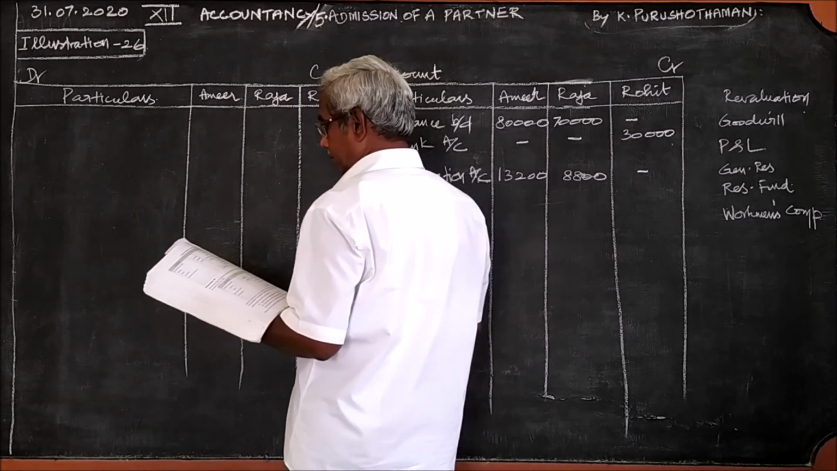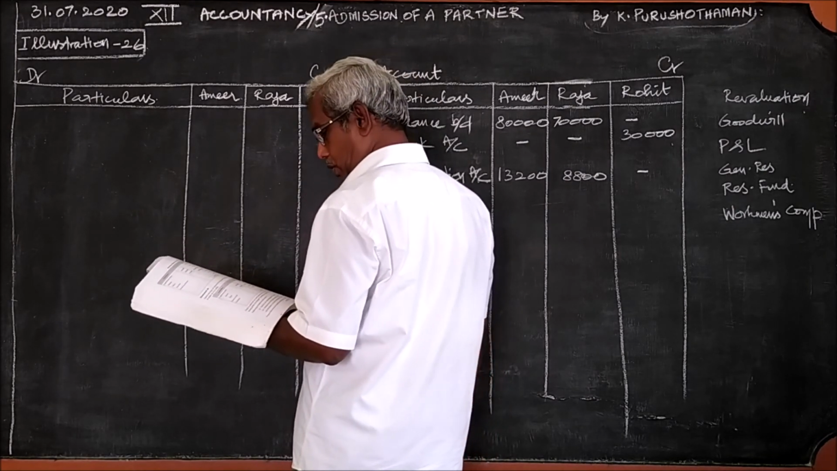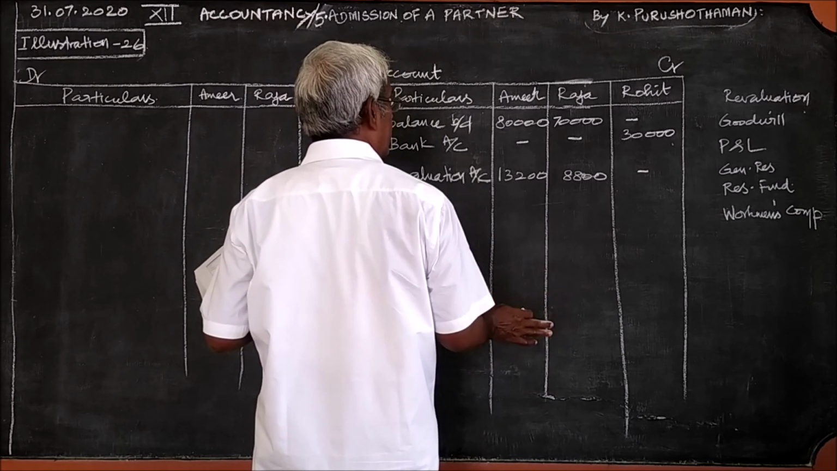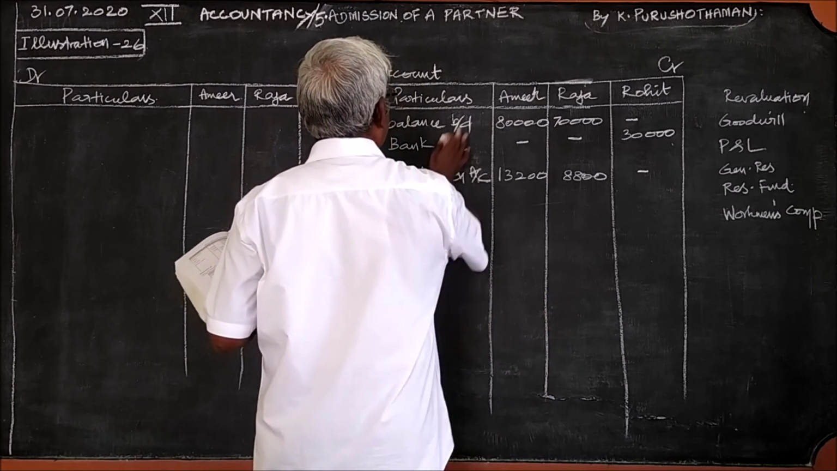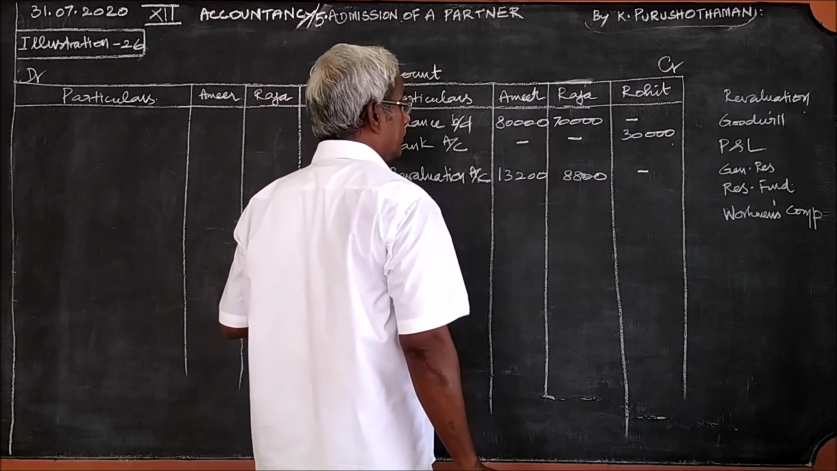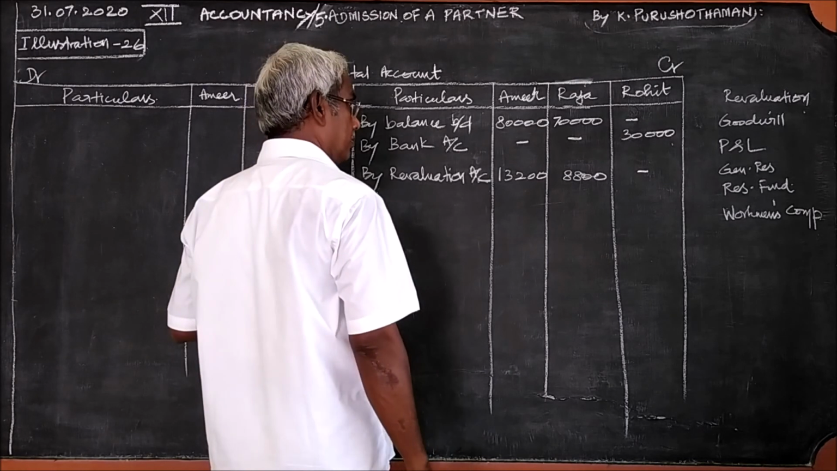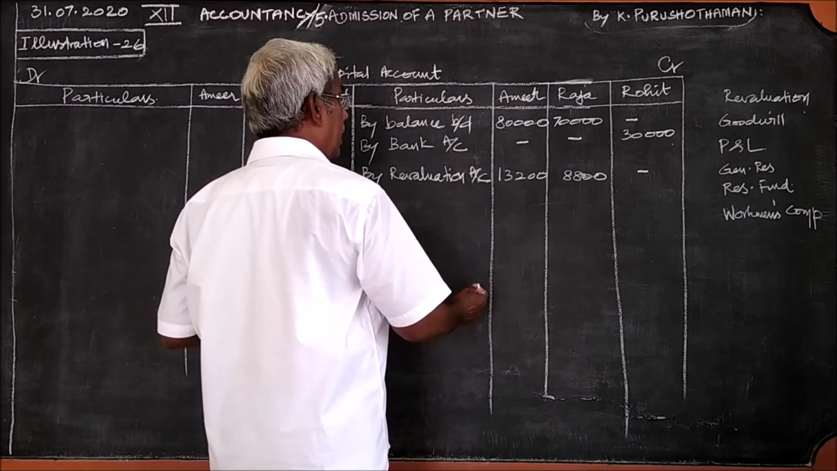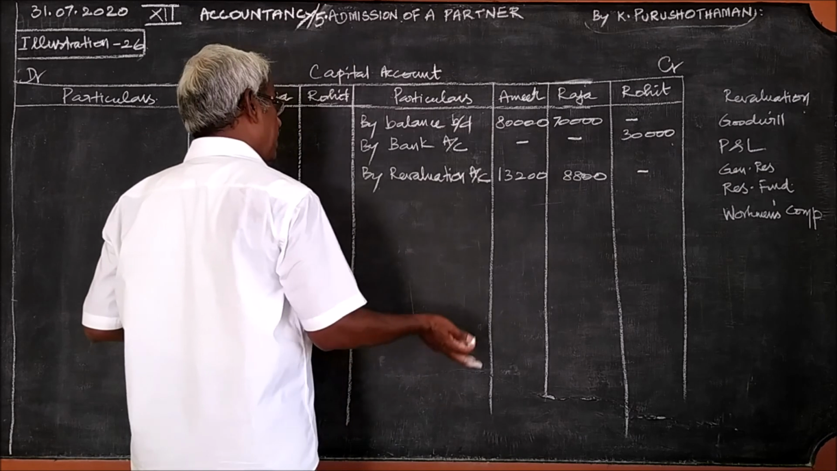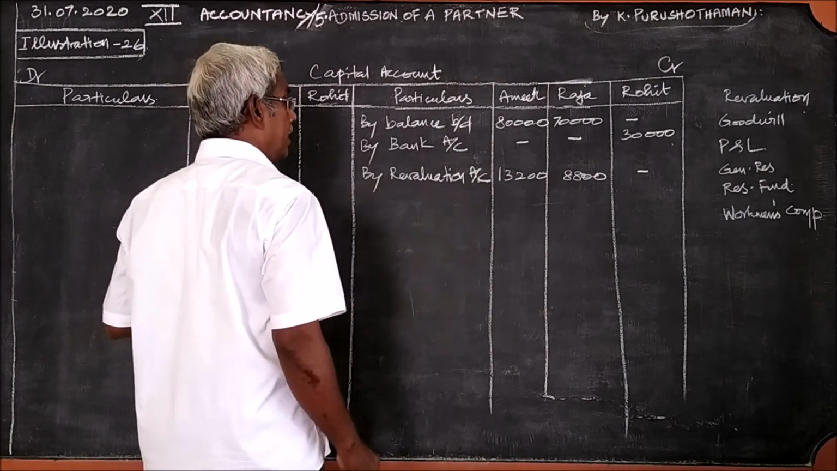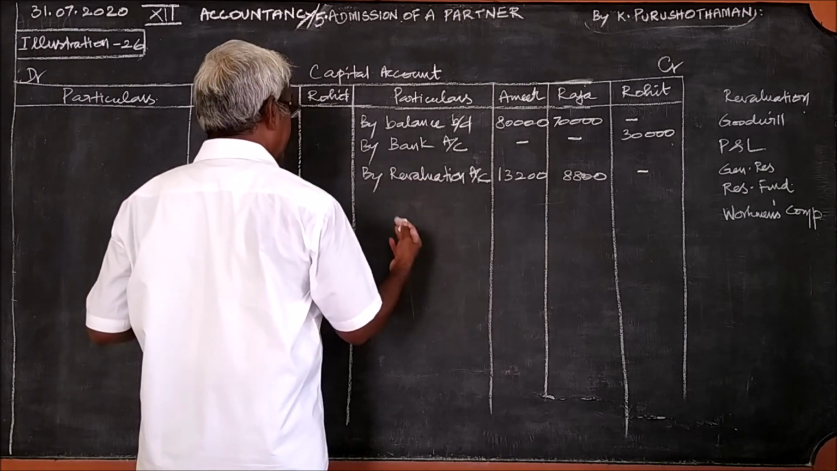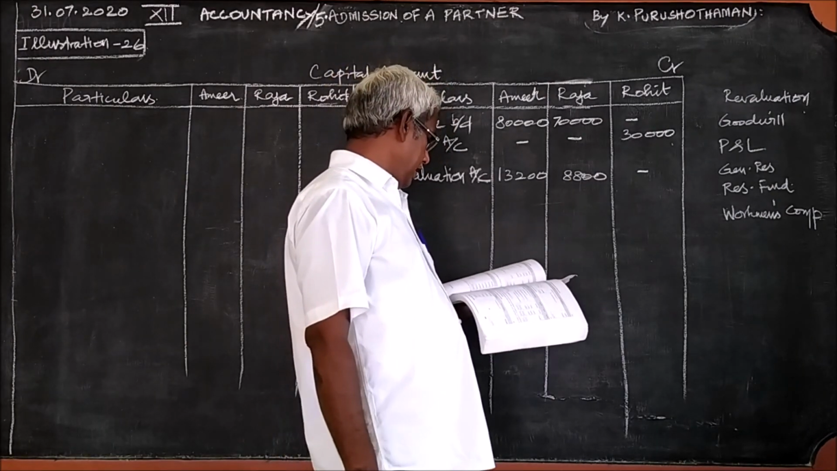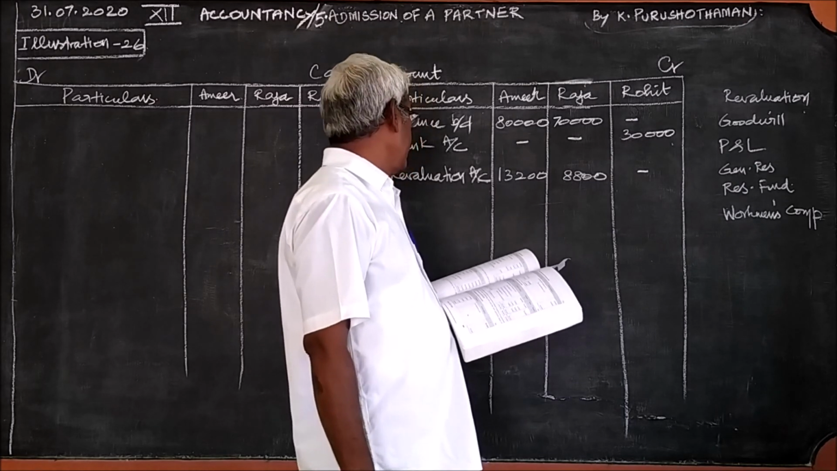Then the next one. What else? See, go through the problem. A reserve fund is given. Generally, reserve fund and general reserve, all these items will appear on the credit side of the capital account. So bear it in mind. Likewise, the workmen's compensation also. But how does the profit and loss account appear? I told you, if the profit and loss account appears on the liability side, it is a profit, and if it appears on the asset side, it is a loss. We should bear it in mind. Very important point.